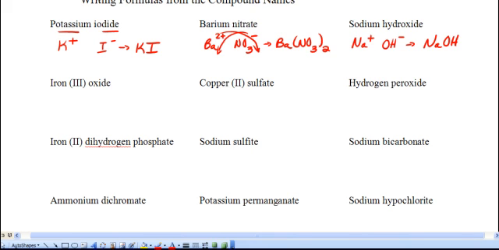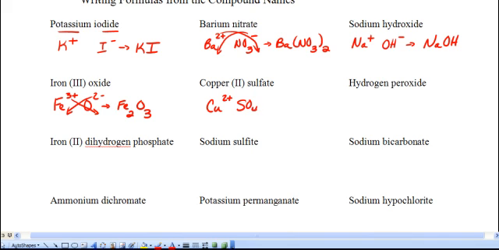Iron 3 oxide. Iron 3 is Fe3 plus. The oxide ion is O2 minus. Crisscross the numbers. The 2 goes with the iron. The 3 goes with the oxide. You have Fe2O3. 2 irons, 3 oxygens. Fe2O3.